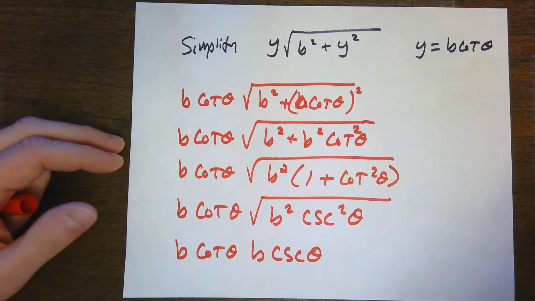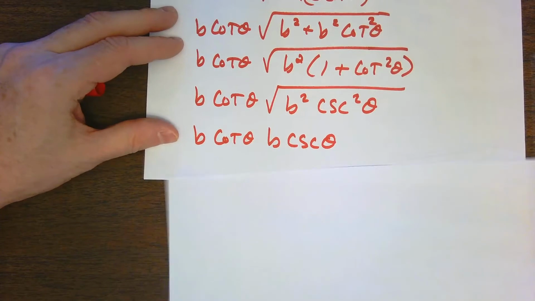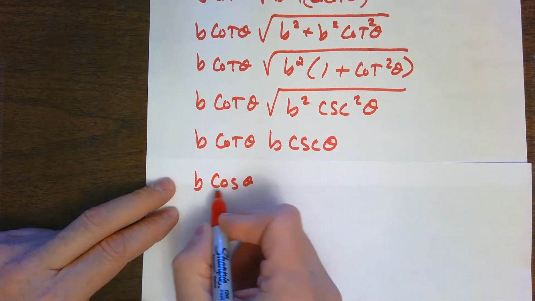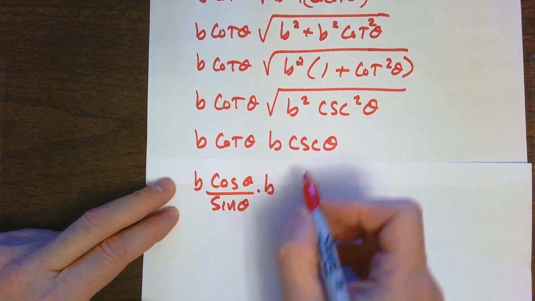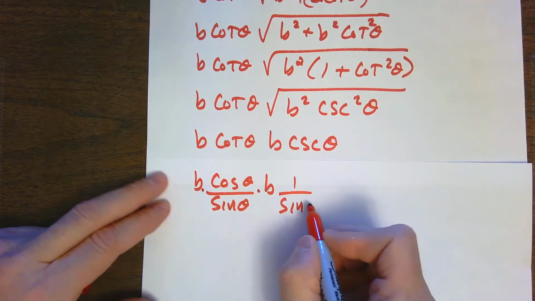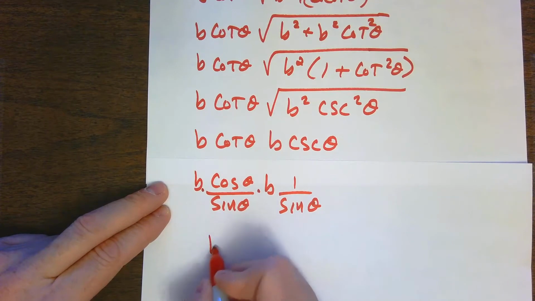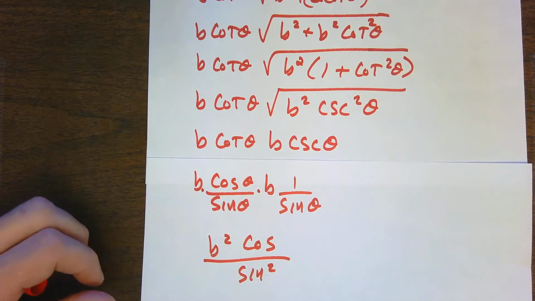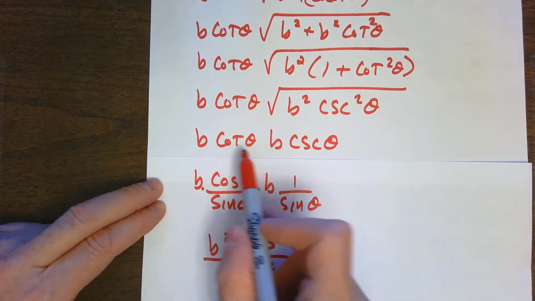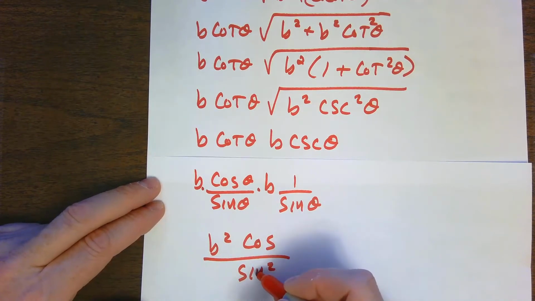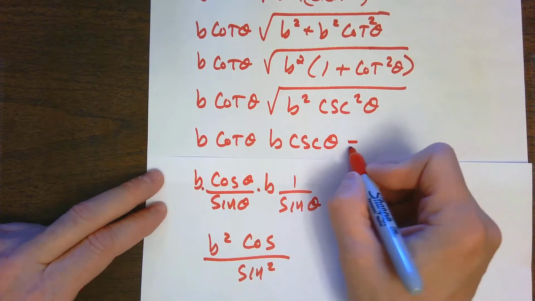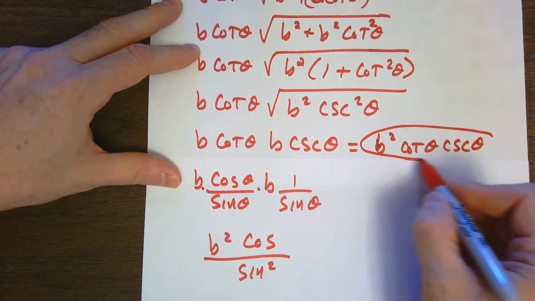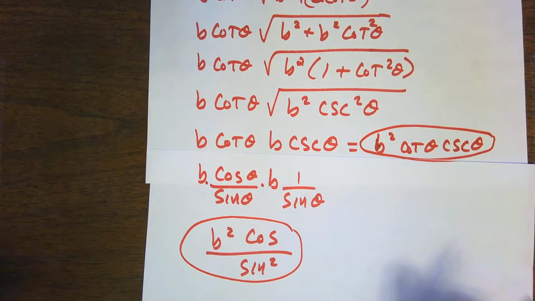And I want to simplify this. Well, let's see what's going to happen here. I get b, cotangent is really 1 over tangent, which is really cosine over sine, times b, cosecant is really 1 over sine. So I'm going to get b squared cosine over sine squared. I could just leave it like this as b squared times cotangent cosecant, or I could rewrite it like this. Cosine over sine is the cotangent, 1 over sine. And it really depends on what I'm going to be doing. I could have left it as b squared times cotangent theta times cosecant theta. I could have used this answer in the future, or I could have used that answer in the future, just depending on what I'm going to be doing or where I'm going to be going with it.